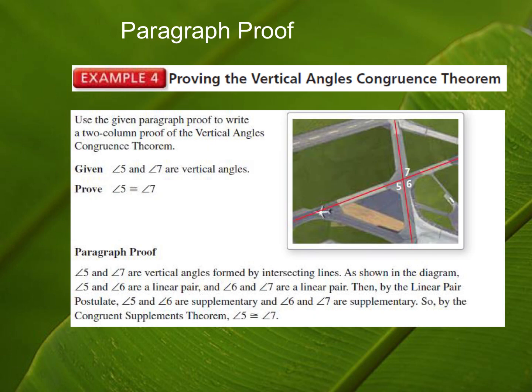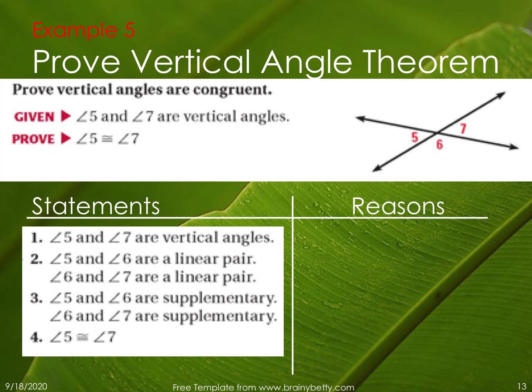So here is the vertical angles congruence theorem proven using the paragraph form. They've taken all of their statements and reasons and written them as sentences and put them into a paragraph form. However, we will not be writing paragraph proofs. We will be writing 2-column proofs.